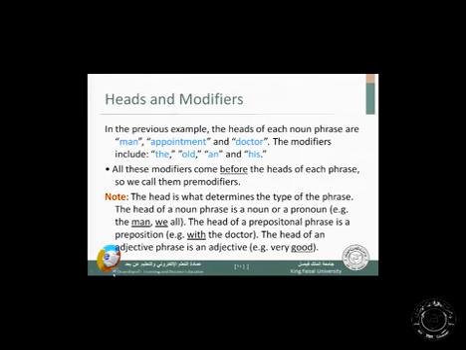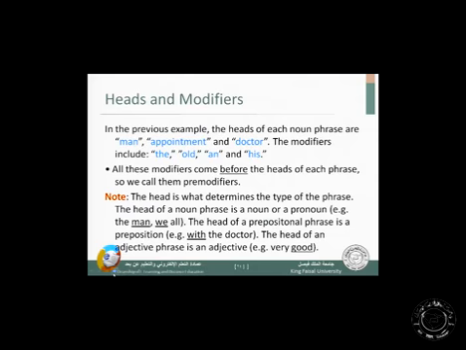Mainly, the head of the noun phrase is a noun or a pronoun. For example, the man is a noun phrase. The head is man, which is a noun. We all is a noun phrase. The head here is a pronoun, we. The head of a prepositional phrase is a preposition. For example, with the doctor is a prepositional phrase. The head is with, which is a preposition. The doctor is a noun phrase, and it came as part of the prepositional phrase. But the head is with, the preposition.